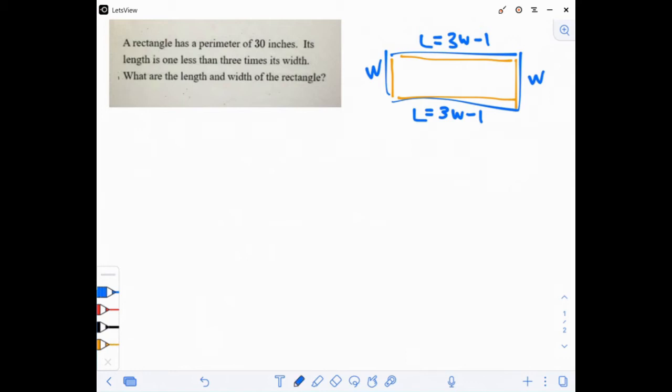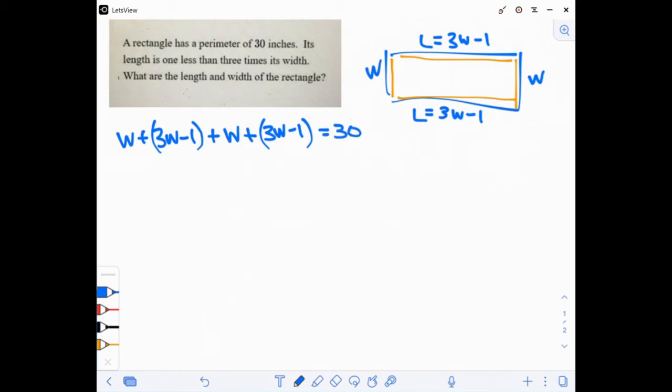I've got the length. Let's start with the width. Plus, I'm just going to go around my rectangle. 3w minus 1 plus the width plus 3w minus 1. That's the perimeter of the rectangle, and I know it equals 30 based on that first sentence.